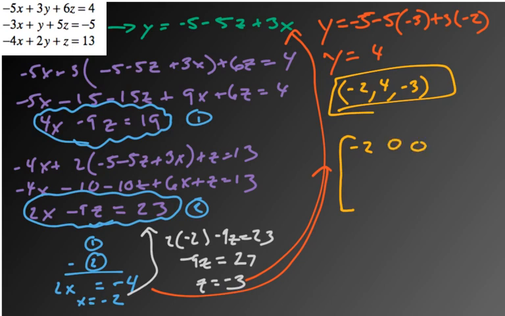Oh, wait, sorry. I was reading this wrong. You get 1, 0, 0, negative 2. And you get 0, 1, 0, 4. And then 0, 0, 1, negative 3. And what that means is 1x plus no y plus no z is negative 2, and so on. So this is a really good way to check your work for these kinds of problems.